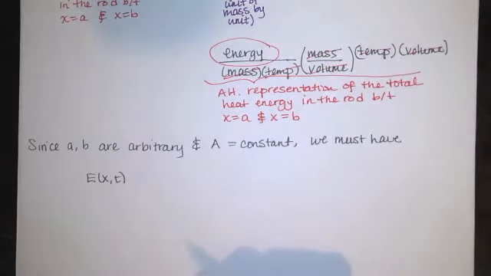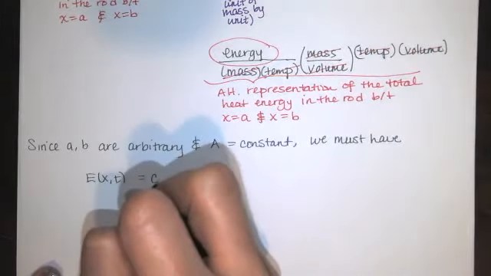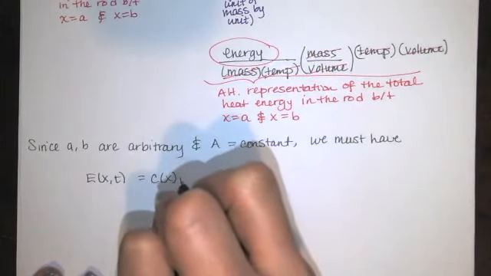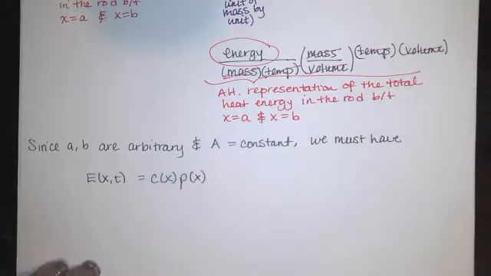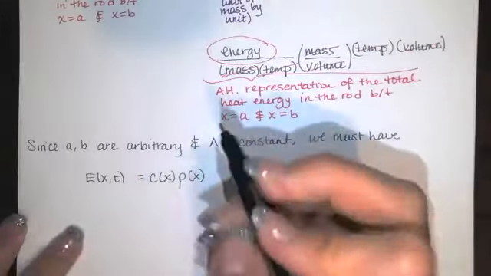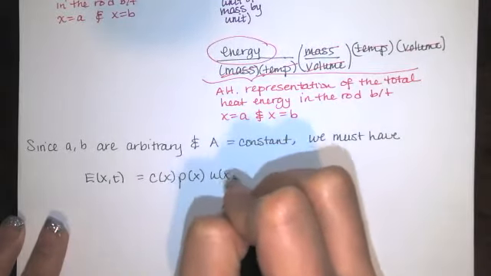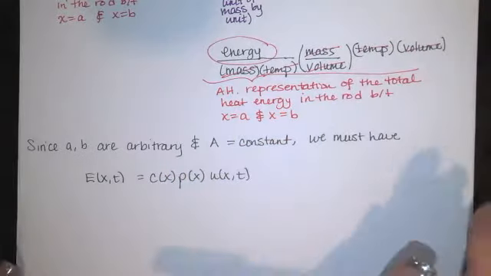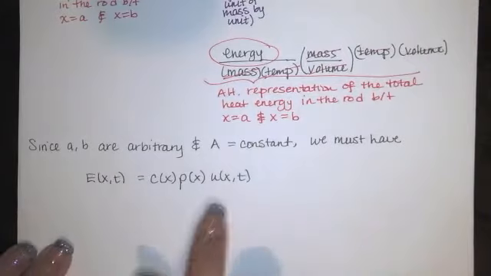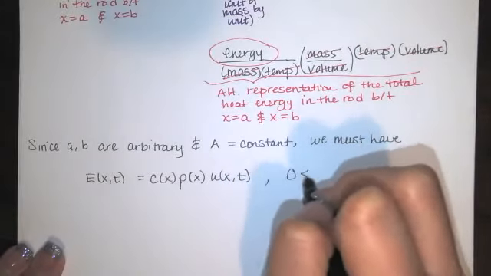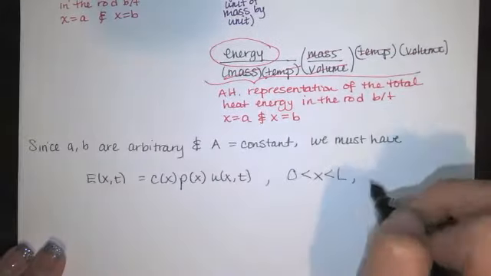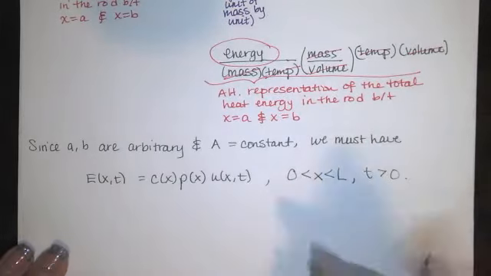So E of x and t, that's our heat energy density, is equal to that specific heat times the density function, that's a rho, not a p, even though I just made it look like a p, times the temperature. So that heat energy density can be written in terms of temperature in this way, for x between 0 and L and for t greater than 0.